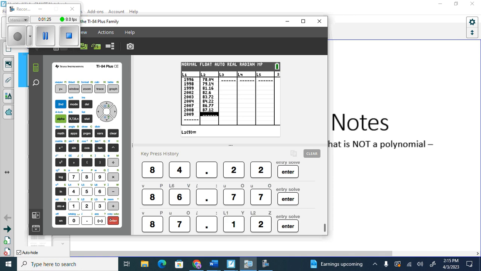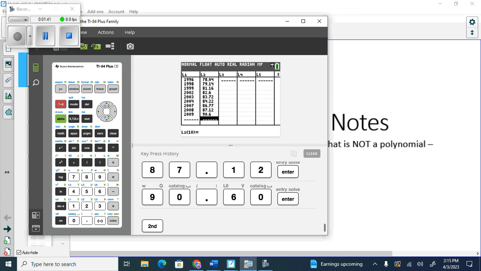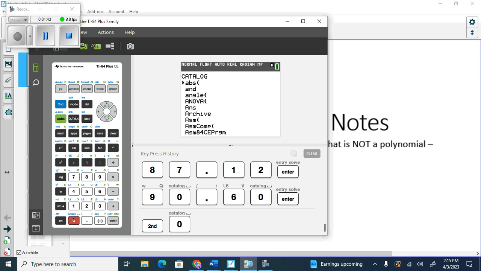Now I want to show you when we turn the correlation coefficient on, which is B, which I told you to bypass to this point. You see B? B says you go second, and you can all follow along with me. You go second and then 0, which is catalog. Now you have to go all the way to diagnostic on, and it's alphabetical, so hold down for a little while. Not diagnostic off. We want to put the diagnostics on, which is our correlation coefficient, which will make sense in a little bit.